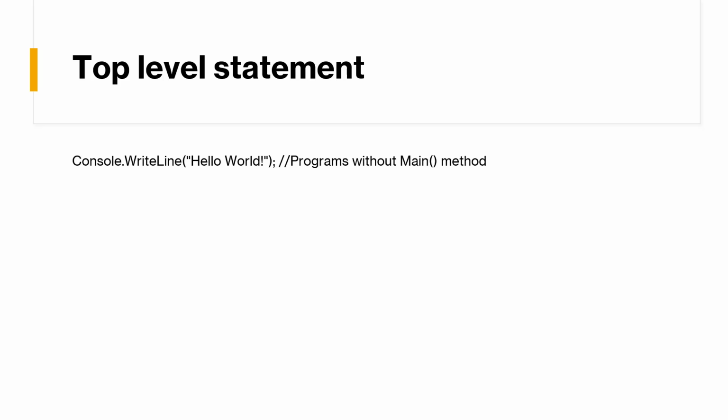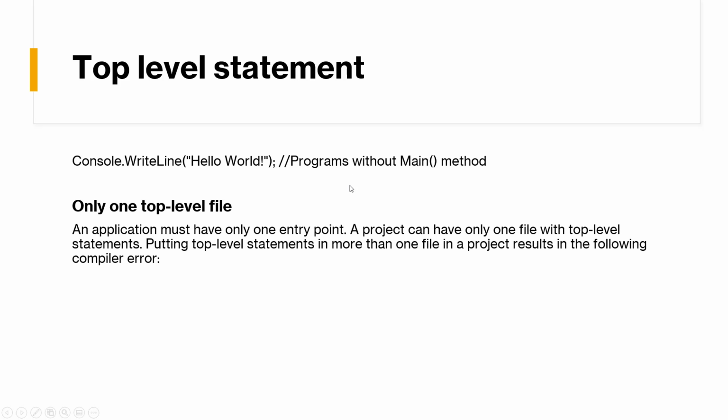You can now write a console application in C#, like Console.WriteLine, a single line, Hello World, and it doesn't have any Main method. So there is only one top level file, and it gets rid of the Main method in the Program file. An application must have only one entry point. As you know, the project can have only one file with the top level statement, that means it's just one statement in the file, and by convention it is a Program file. So this will compile and build to show Hello World on the black screen on the command line.